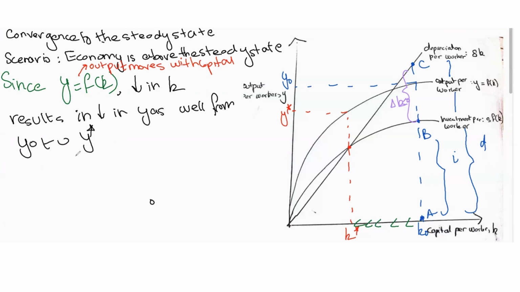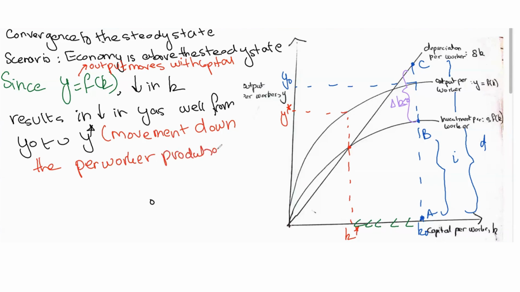Y star is its steady state value, right? So this represents a movement down the per worker production function. k goes down from k naught to k star, y also goes down from y naught to y star, a movement down the per worker production function. This is because output is a positive function of k; output moves with capital. You can show it over here: when k is going from k naught to k star, y is going from y naught to y star on the per worker production function.